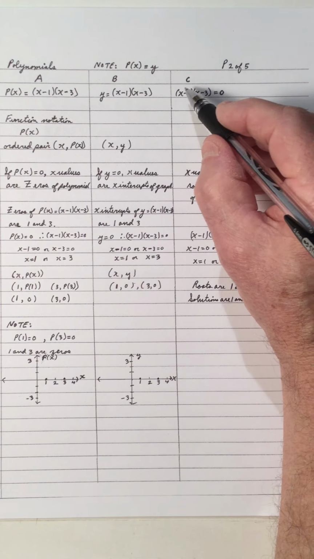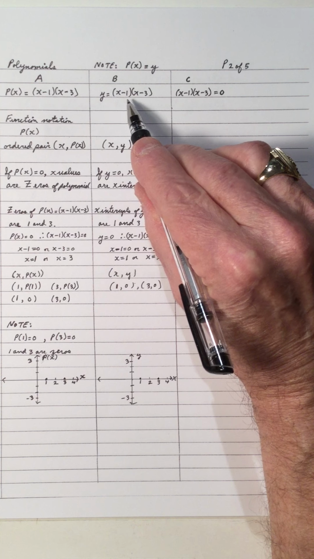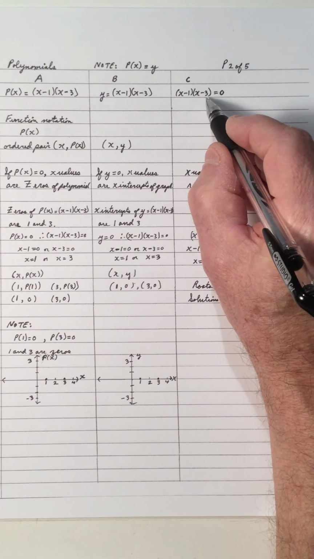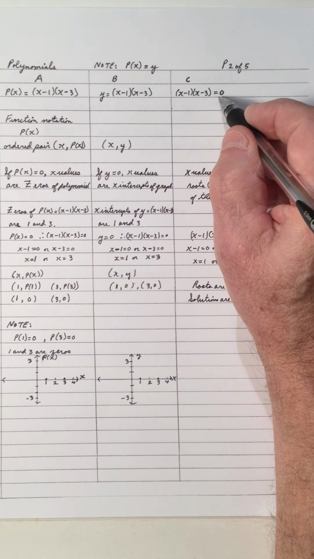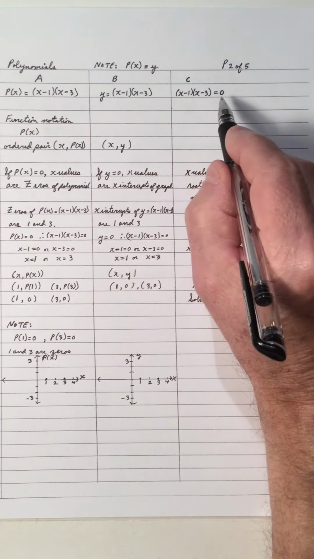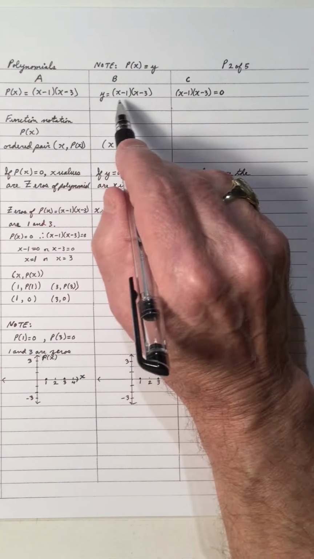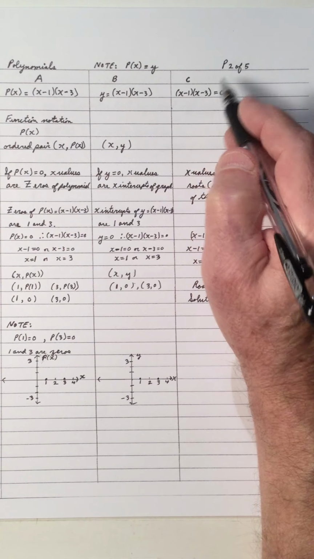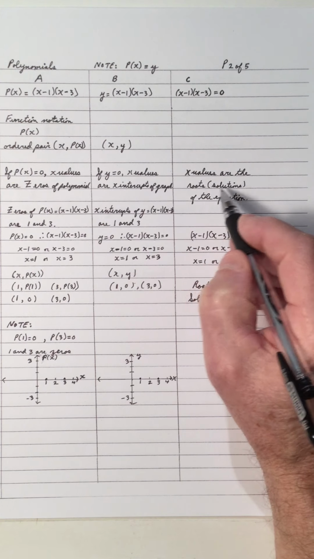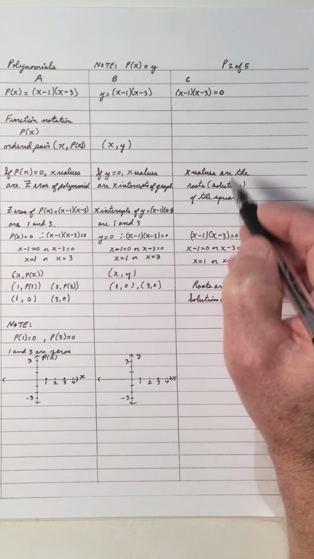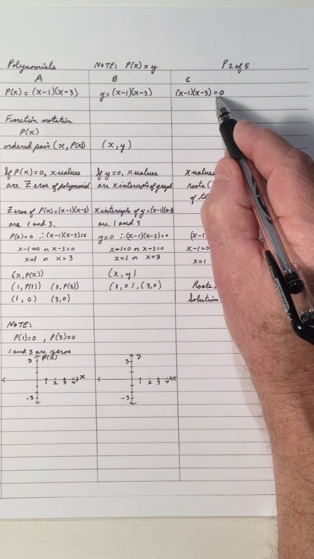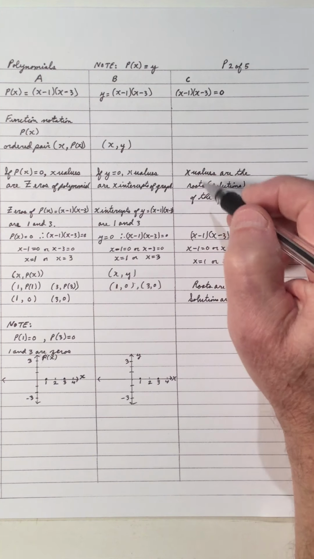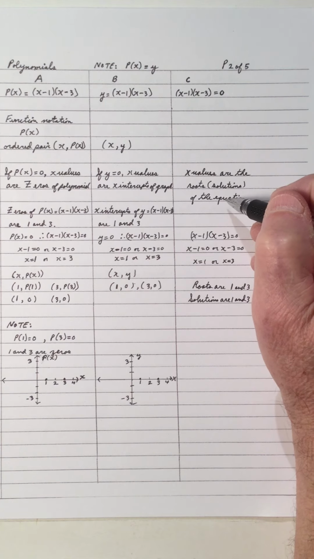And in the third column, we have x minus 1 times x minus 3 equals 0. We're solving an equation. This is the equation we get when we let y equal 0 or we let p of x equal 0. It's very similar. So the x values are the roots or the solutions of the equation. So if you're given an equation like this and you want to solve it, then the x values are the roots or the solutions of the equation.